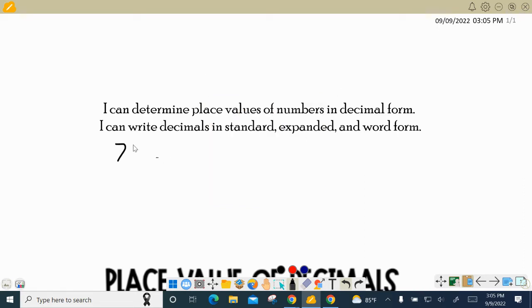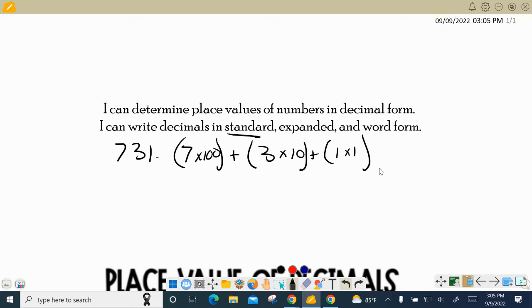Let's say I had 731. You do not need to write this down, just pay attention. In standard, that is standard. In expanded, you would write 7 times 100 because it's in the hundreds place, plus 3 times 10 because it's in the tens place, plus 1 times 1 because it's in the ones place. And in word form, again, we would just write 731.